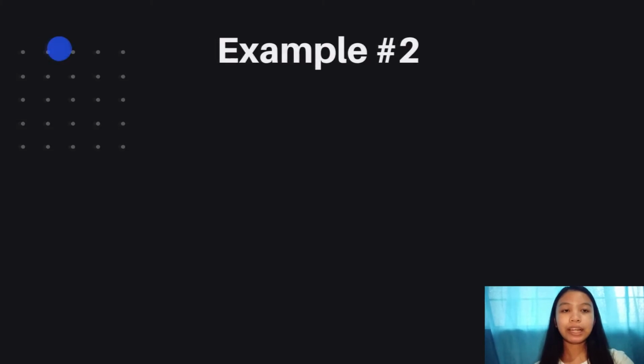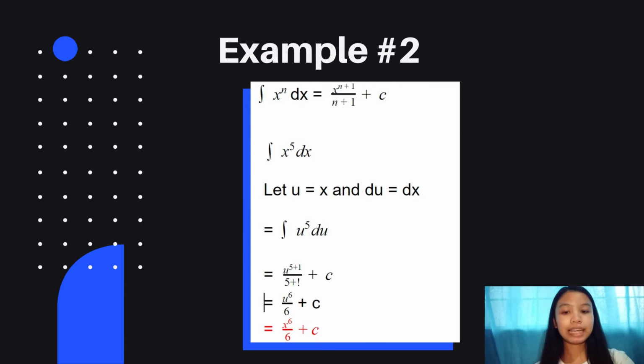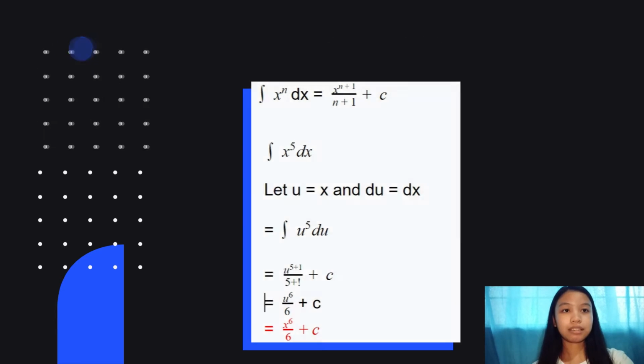Example 2: we have the integral of x raised to 5 dx. First, we will let u equal x and du equal dx. Then substitute and integrate. We now have u to the power of 6 over 6. Then substitute, and the answer is x raised to 6 over 6 plus c.